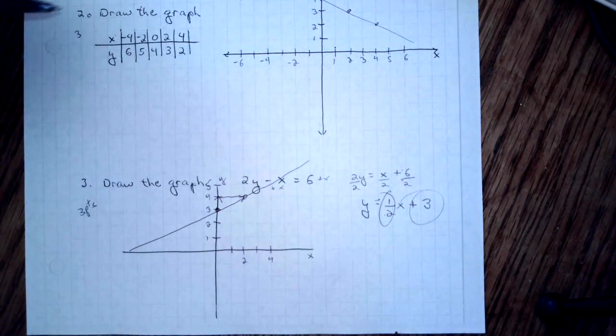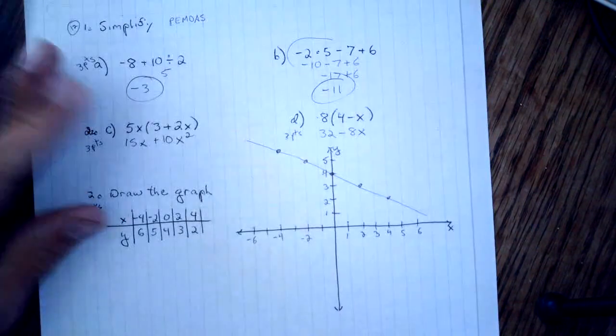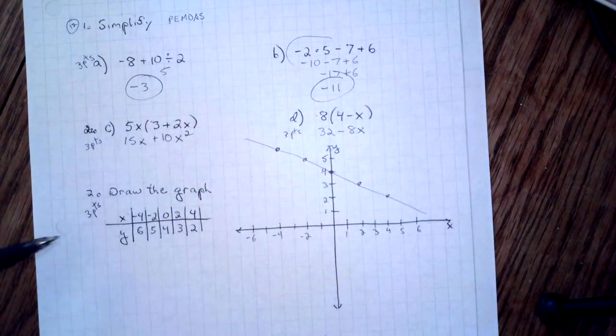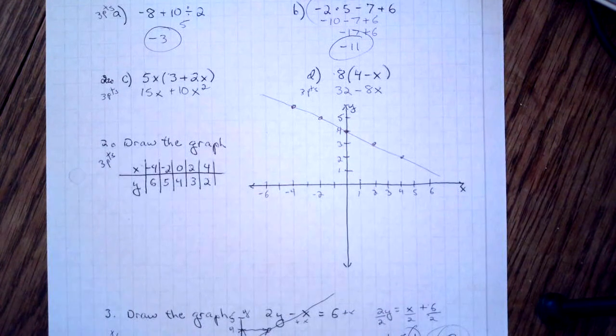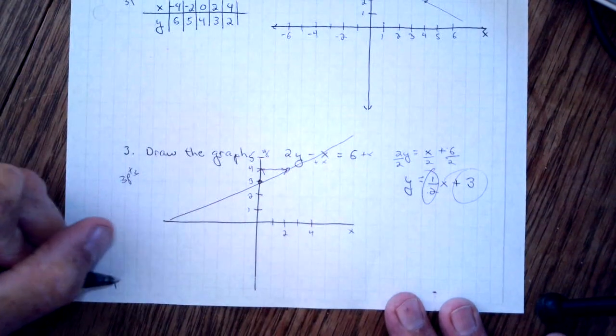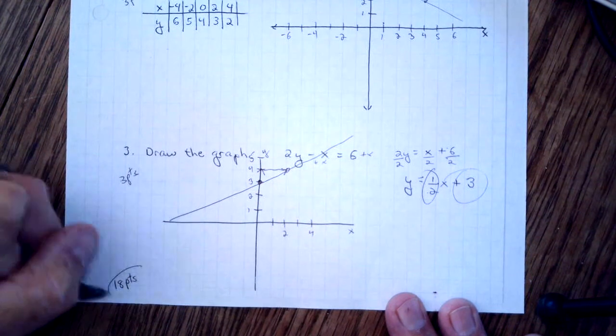And 3 points up here. So grand total on this page is 12 for the first one, plus 3 is 15, plus 3 is 18 points total for page 1. Okay, next page.